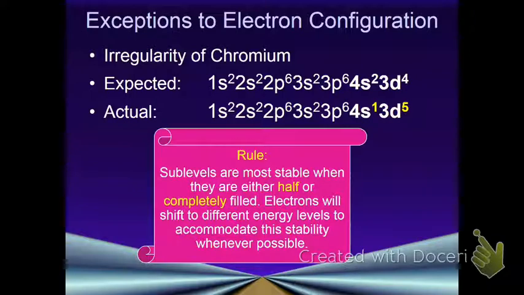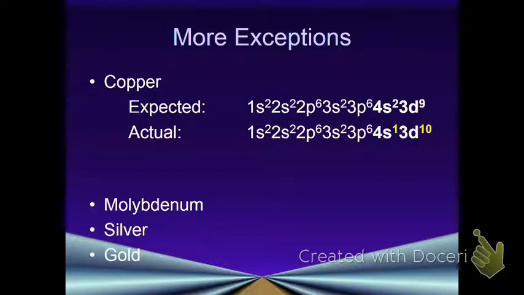The next group that does that: if the first group does it right before we get half filled, when do you think the next group is going to do it? Right before it's going to be full. So which one would you guess it is? It's copper. Because copper, we would expect to be 4s2, 3d9, but it goes ahead and fills that d level and does 4s1, 3d10. So again, the ones in that group, copper, silver, and gold, are your exceptions. You will have to know that for a test.